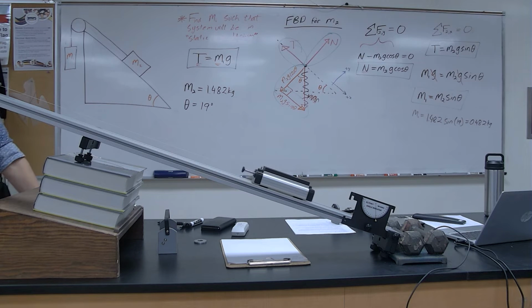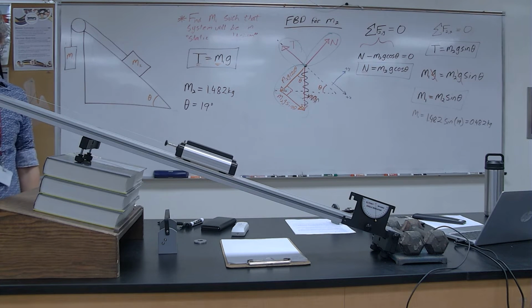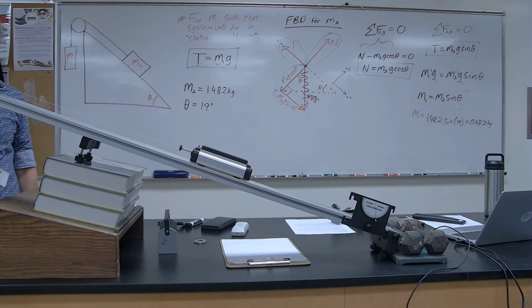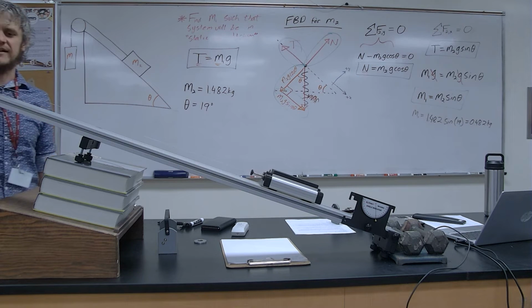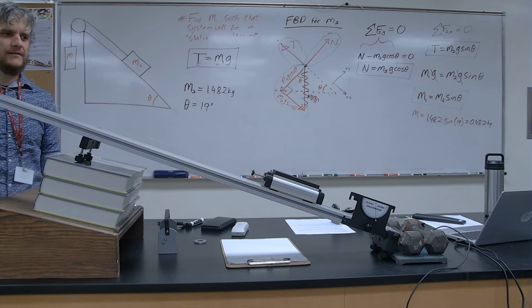Okay, so when I let go of it, and remember, if we're not right, then the system accelerates. Even if it's a small acceleration, right? We start at rest, the system accelerates. Okay? If we are correct, then the system should not accelerate when I let go. And it actually worked.